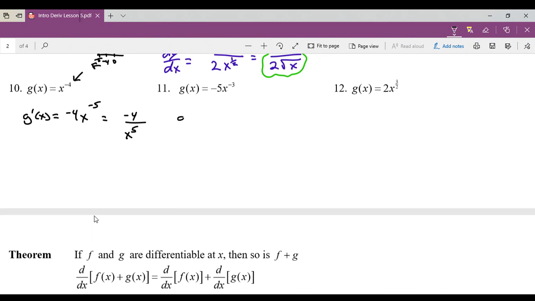What about over here? G prime of x. I don't need to rewrite anything. In fact, I'm going to get right after this. I have -5x and -3, power rule. -3 times -5, that's positive 15. I'm just going to go right to it. X to the, subtract 1 from that, -4. All right, call it a day.